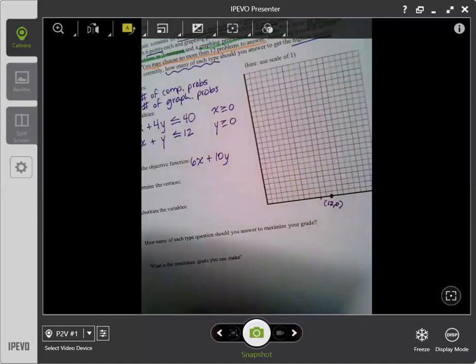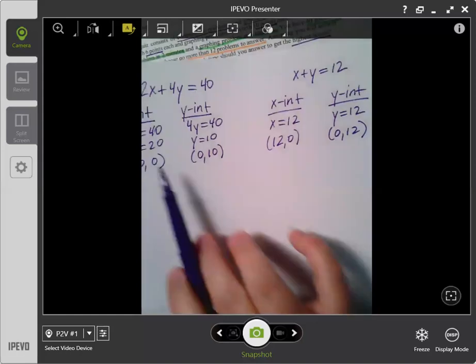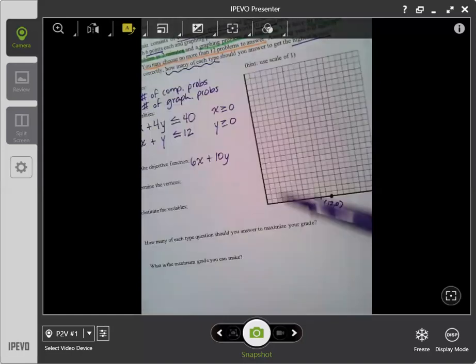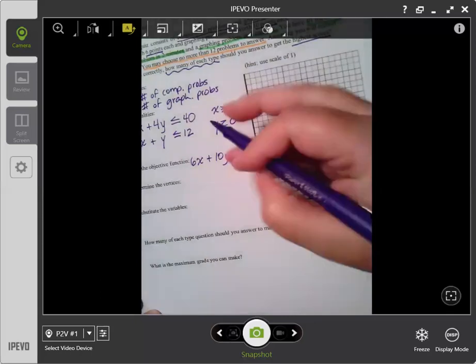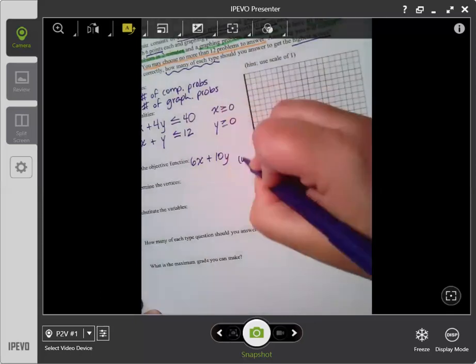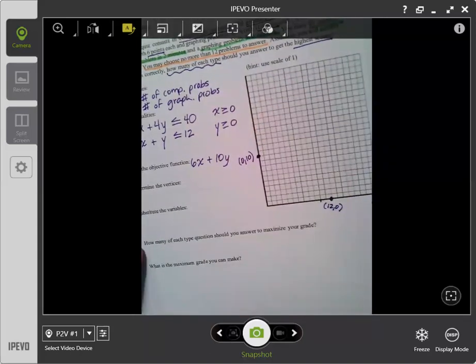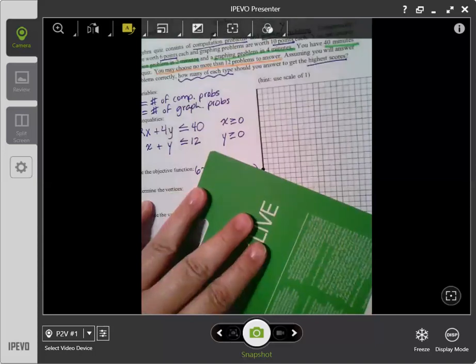And really, I don't usually graph them both at once, but I just was on the x-axis. And then let's go ahead and finish graphing this one. The y-intercept is 10. So up 10. So there's (0, 10). So this is the same line that also has the 20. So I'm going to go ahead and draw that line. And like I said, it's a solid line because it's or equal to, not dashed.